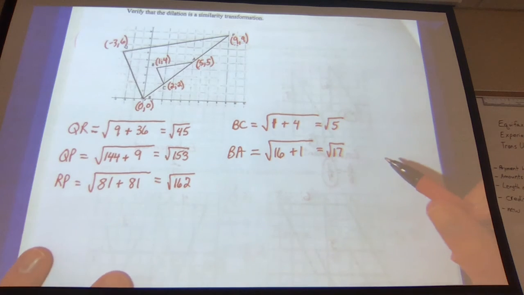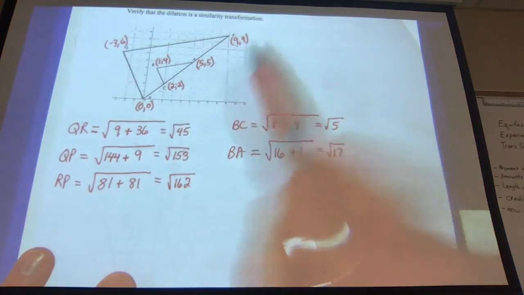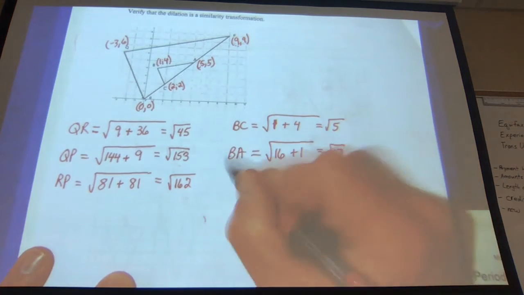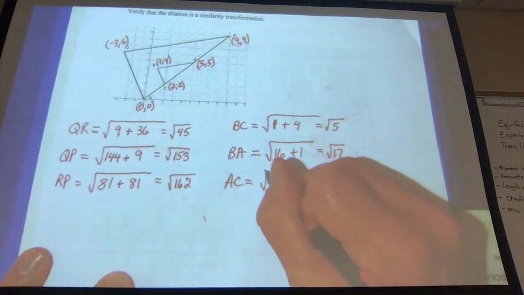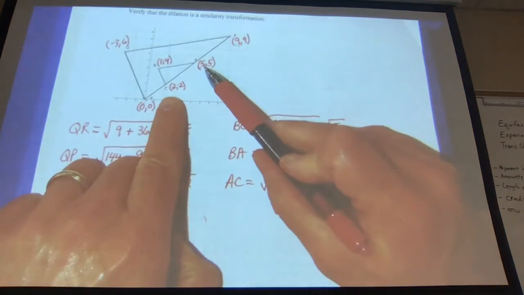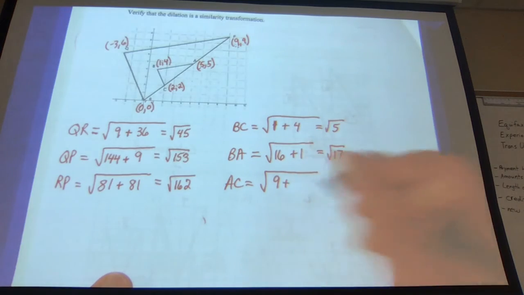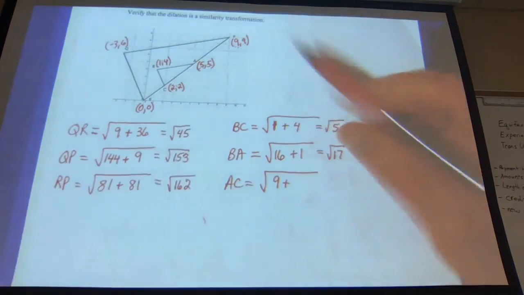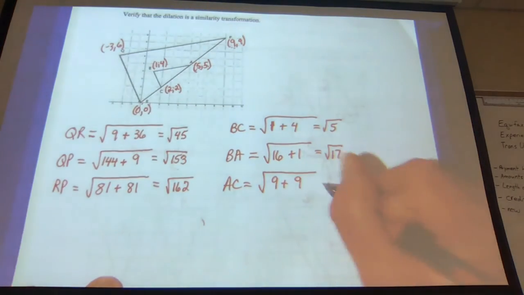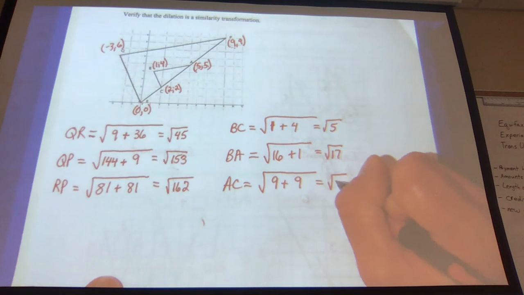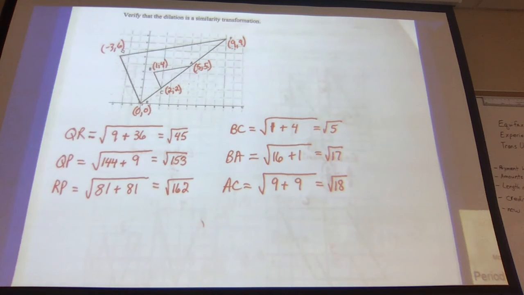And then the last one, let's see, RP is the bottom side. That's going to match up with AC. X coordinates, we have 2 minus 5, which is -3. -3 squared is 9. And 2 minus 5 is -3. -3 squared is 9. That adds up to the square root of 18. For some reason, that doesn't look right. Did I do that right?